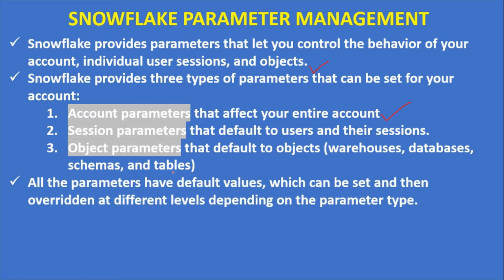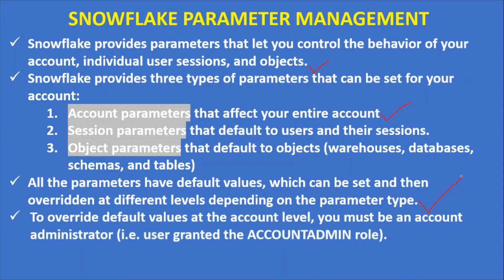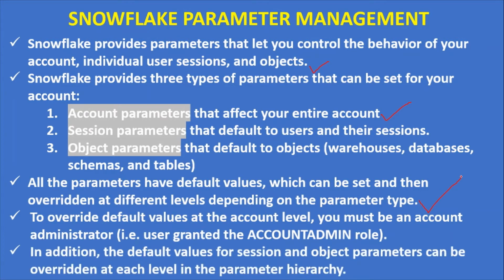All the parameters have default values which can be set and then overridden at different levels depending on the parameter type. To override the default values at the account level, you must be an account administrator. That means a user granted the account admin role. In addition, the default values for the session and object parameters can be overridden at each level in the parameter hierarchy. Suppose you want to change your output date format when you run a query like select current date, then the default would be like YYYY-MM-DD.